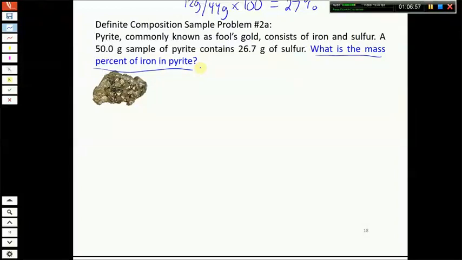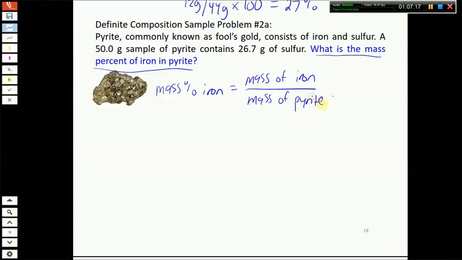So we're looking for mass percent of iron in pyrite. So as we recall, the definition of mass percent, we're looking for iron in this case, is the mass of iron, the mass of that element, divided by the mass of the compound, in this case pyrite, times 100. And so we just need to find these two numbers and put them in. Now the number that's given directly to us in the problem is the mass of pyrite. We're told that we have exactly a 50-gram sample. We already know the denominator of this relationship. We have 50 grams of pyrite in this sample.